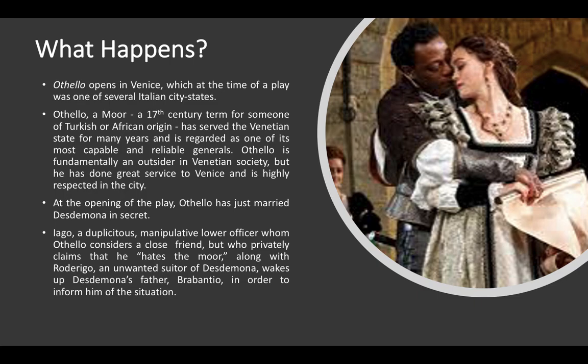He's a duplicitous and manipulative lower officer whom Othello considers a close friend, but who privately claims that he hates him more, along with Roderigo, who is a kind of pathetic sidekick to Iago and an unwanted suitor of Desdemona. At the start of the play, we see Iago and Roderigo shouting into Brabantio's window, into Desdemona's father's window from the street, to tell Brabantio that Othello has married Desdemona and taken his daughter away.